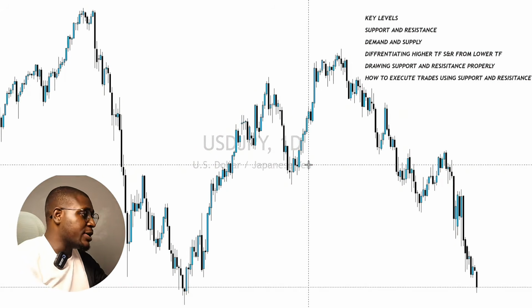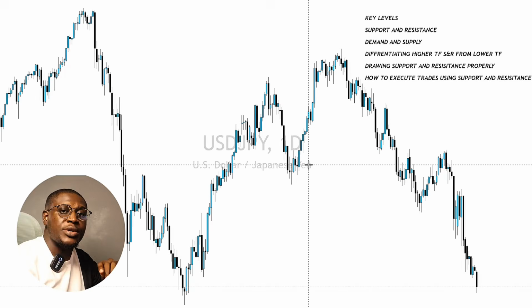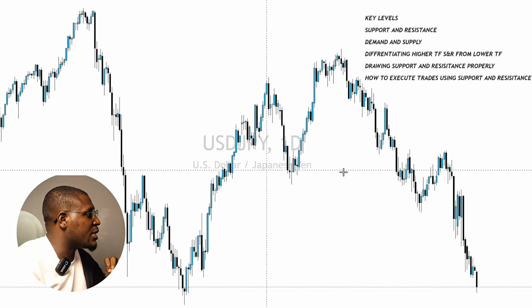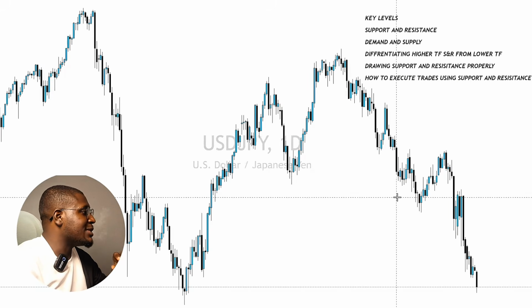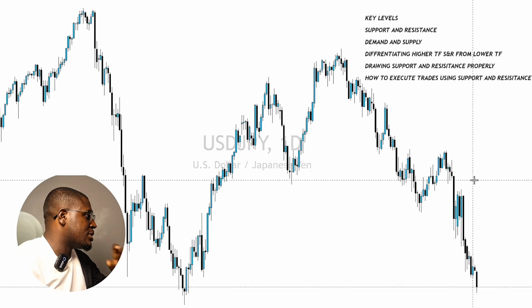So let's get right into it, guys. Like I said, there are a lot of questions people always ask, wanting to understand how support and resistance work, the difference between support and resistance, demand and supply, differentiating higher time frame from lower time frame support and resistance, drawing support and resistance properly, and most importantly, how to execute this trade using support and resistance. And that's what we're going to be attacking today on the chart.